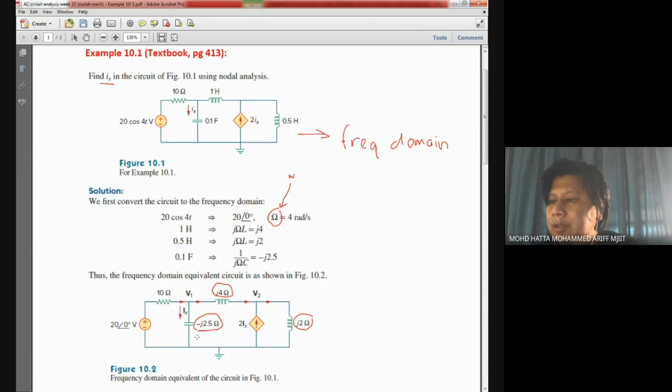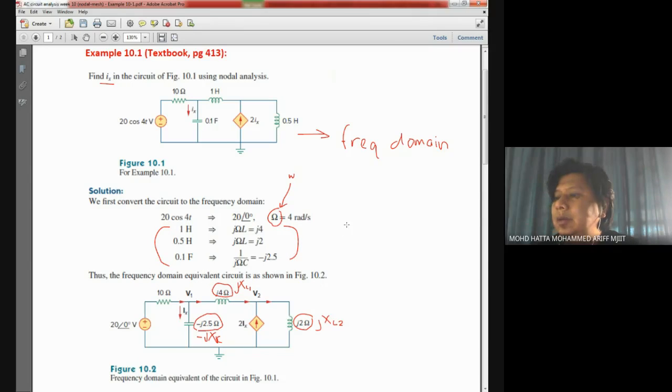And this capacitor, for example, is given by negative jXC, and this one is given by jXL, and this inductor is given by jXL. Maybe this one is XL number 1, this is XL number 2. So the way we calculate the value of this reactance is by using this calculation.